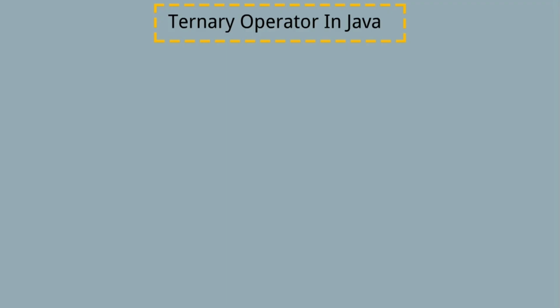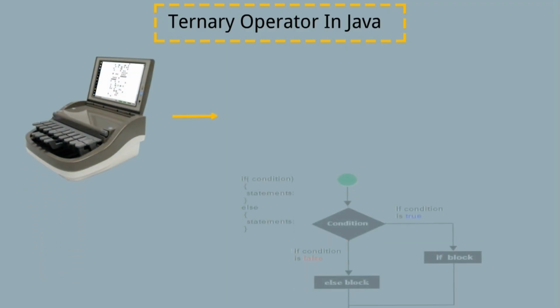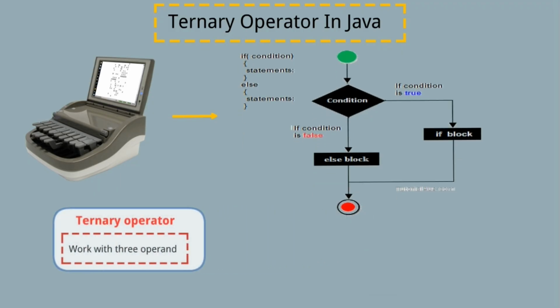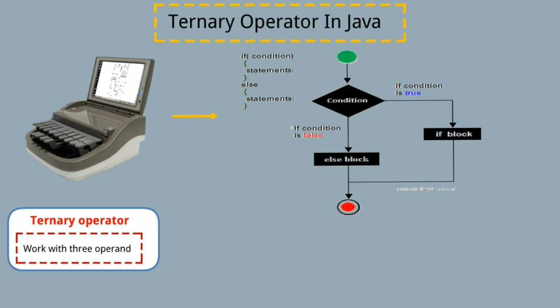In this lecture, we will learn the ternary operator in Java. So the ternary operator is a shorthand way of writing an if-else statement. It is the only operator in Java that operates with three operands, which is why it is often referred to as a conditional operator. The ternary operator is a concise way of performing conditional checks.